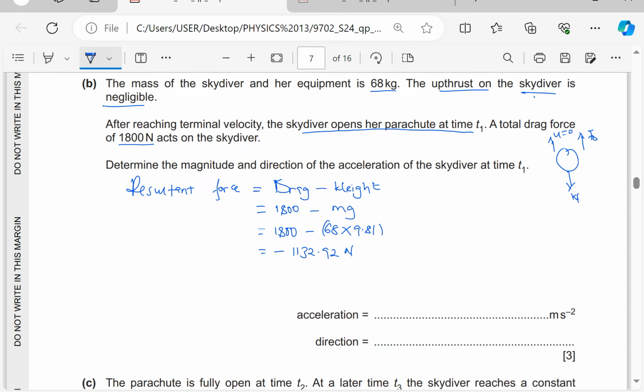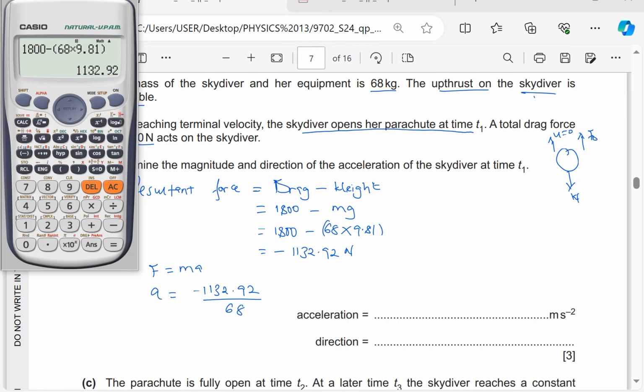Now I want the acceleration. Remember, the resultant force F is equal to ma. So the acceleration is going to be negative 1132.92 divided by the mass, which is 68. So I'll just divide this by 68. So this is giving me negative 16.66.